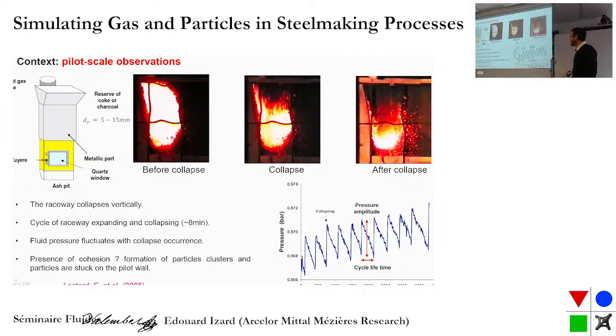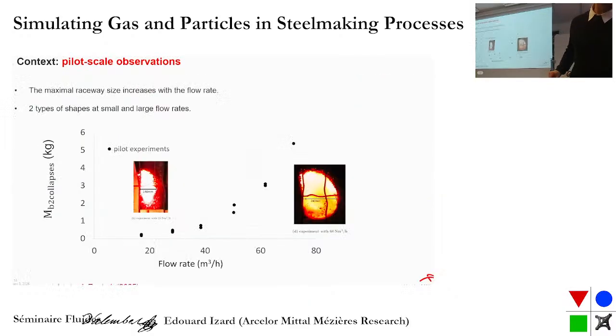So in fact, we can measure some amplitude and time between two of these collapses. So it provides some interesting data for simulation and to validate simulation approaches in a case which is very, very close to the process. So we can build this quantity, which is the mass between two collapses.